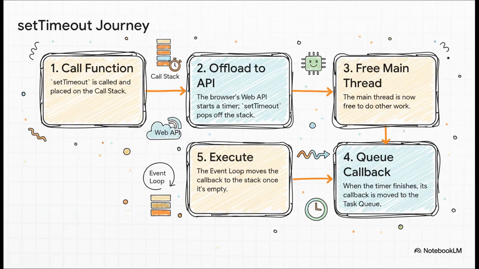Okay, let's actually trace the journey of our non-blocking setTimeout and see how this all works together. 1, we call setTimeout and it lands on the call stack. 2, right away, it hands off the timer to the web APIs, and boom, it pops right off the stack. 3, and this is the most important part, the call stack is now empty. The main thread is free to do other things, like respond to user clicks. 4, a little while later, the timer finishes and its callback function gets moved into the task queue. And finally, 5, the event loop, which is this constant process that's always checking, asks, hey, is the call stack empty? Yes, it is. So it grabs the first thing from the queue and pushes it onto the stack to be executed. This whole cycle is how we get work done without freezing the page.